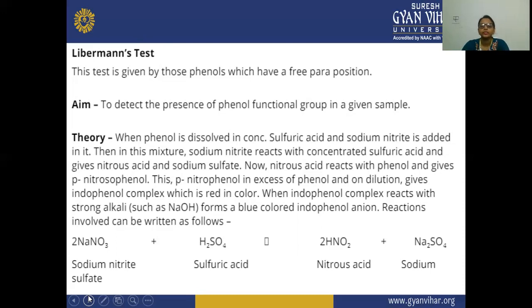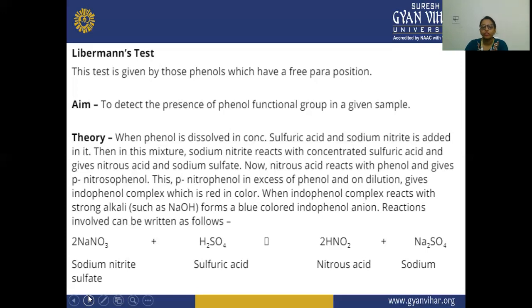So here the theory is that the phenol is dissolved in concentrated sulfuric acid and sodium nitrate is added to it. After that, the concentrated sulfuric acid and sodium nitrate react, and there is a formation of nitrous acid and sodium sulfate. After that, this nitrous acid reacts with phenol and gives para-nitrophenol.